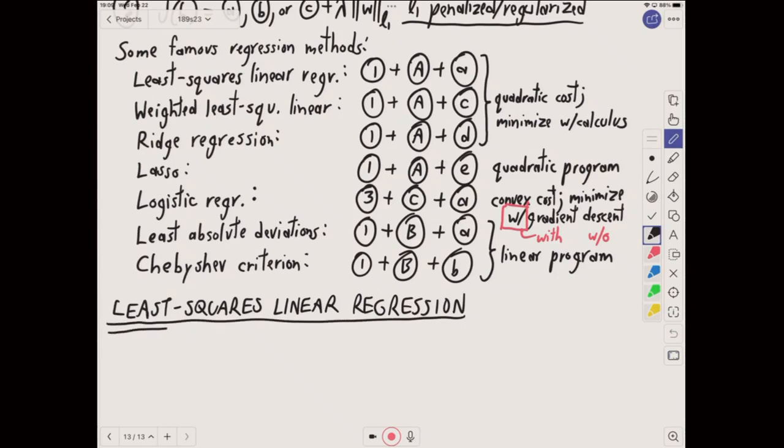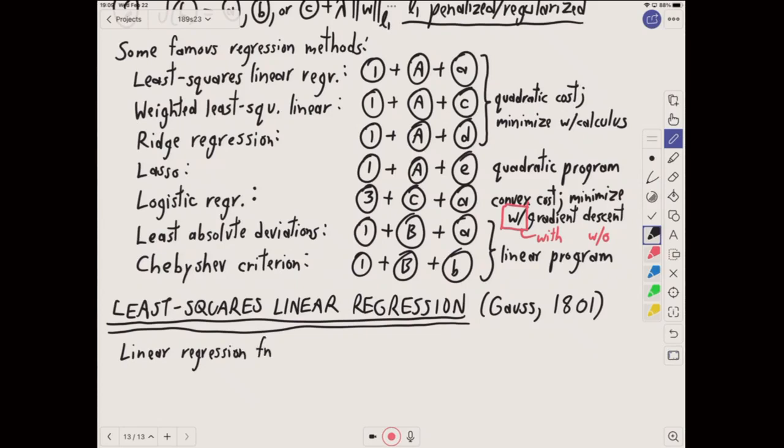All right, least squares linear regression is one of the oldest algorithms we talk about in this class because it goes all the way back to the great mathematician Carl Friedrich Gauss, who invented this in 1801, long, long time ago. And so recall that this is kind of the simplest choices you can make from our menu.